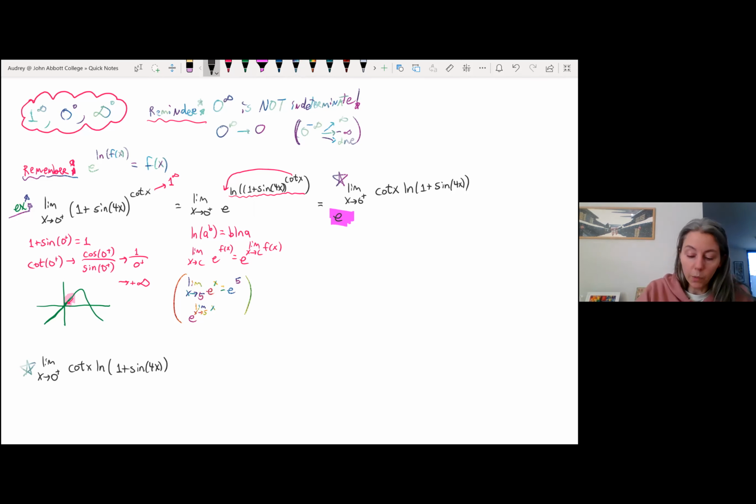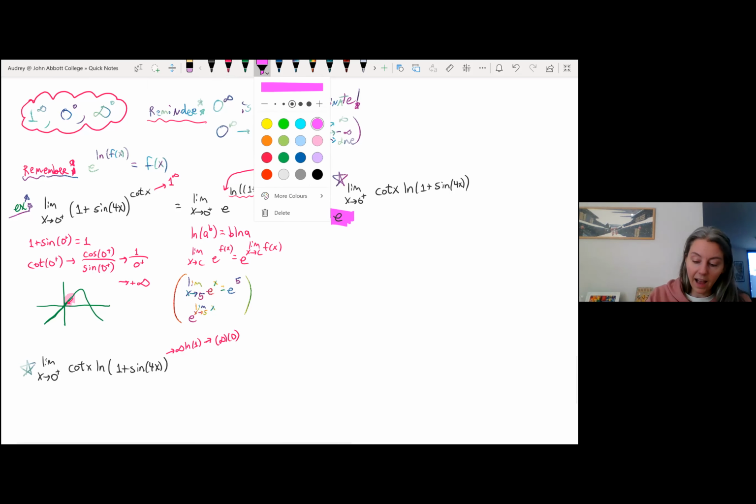Let's plug in. So we already plugged into that cotangent, and we saw that cotangent of 0 from the right was positive infinity. We also already plugged into 1 plus sine of 4x and got that that was 1. So this is times ln of 1. But ln of 1 is 0. So this gives me my infinity times 0 form.